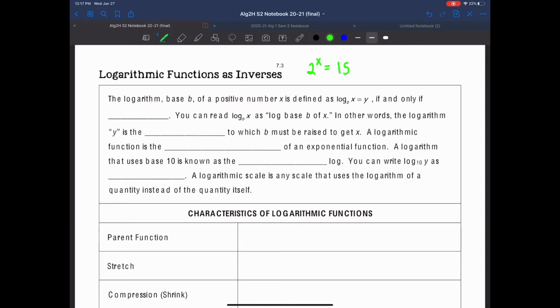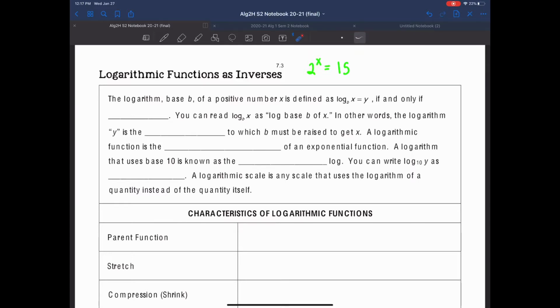Well, obviously, there's no whole number that I could plug in for x up here that's going to give me 15 as an answer. Because if I plugged 1 in, 2 to the first power is just 2. We know that 2 to the second power is 4. 2 to the third power is going to be 8, and then 2 to the fourth power is 16. Nowhere in there did we get a result for 15. So we have to have some way of figuring out what x is equal to, and that is where the logarithm function comes in.